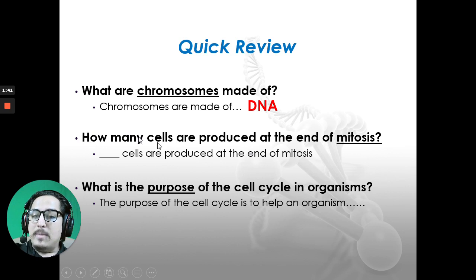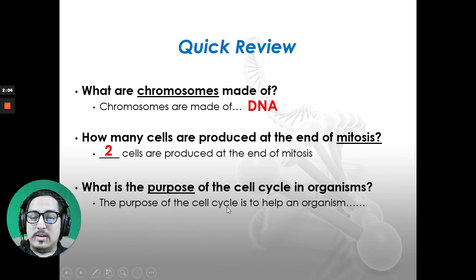Now it says how many cells are produced at the end of mitosis. So you start with one cell, and then it goes through the cycle, and then you end up with two, right? So at the end you end up with two. So that's for mitosis. The next one says, what is the purpose of the cell cycle in an organism? And now this is very important. We talked about it last time, but you need to remember this.